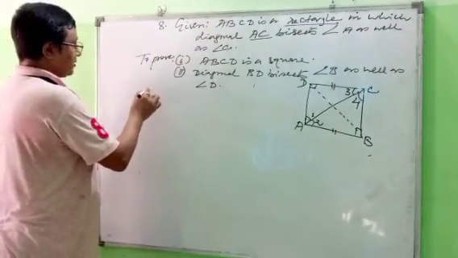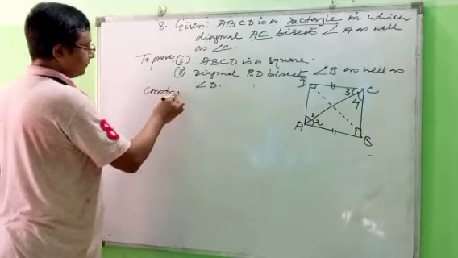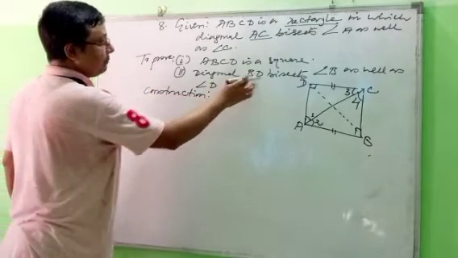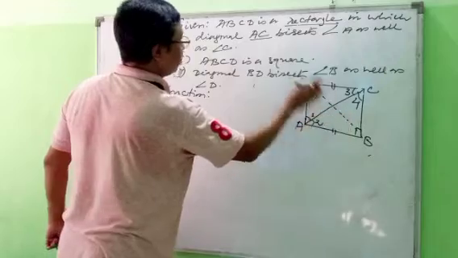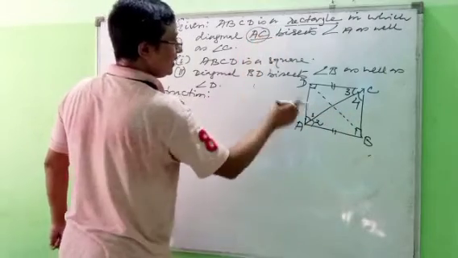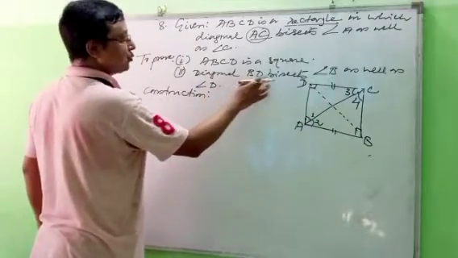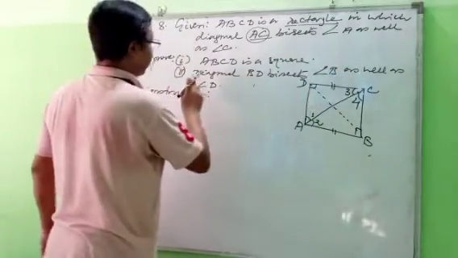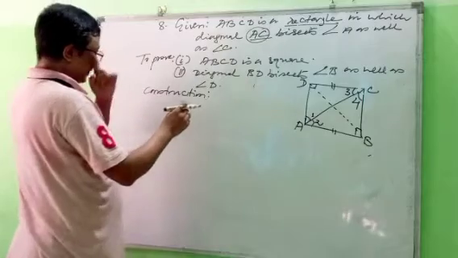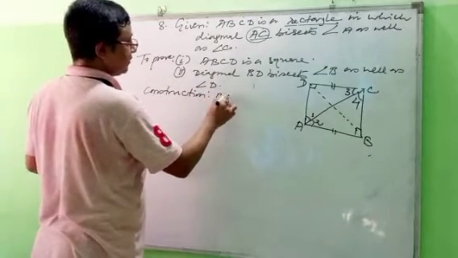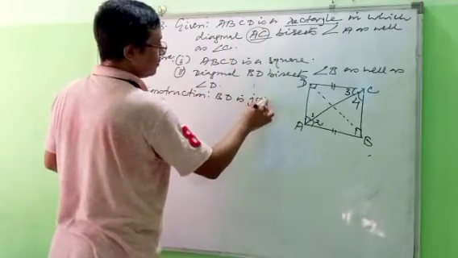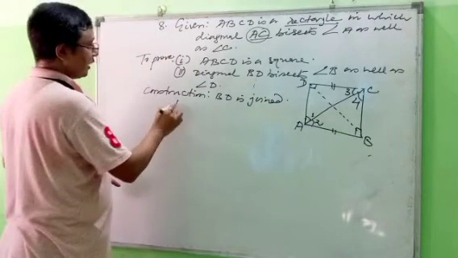Now here comes the construction. You have joined BD. BD is not given, they have given AC. That is why you have joined the diagonal BD, because diagonal BD should bisect angle B as well as angle D. So the construction BD is joined. Now comes the proof.